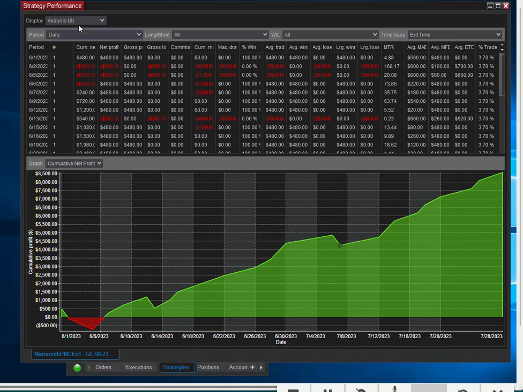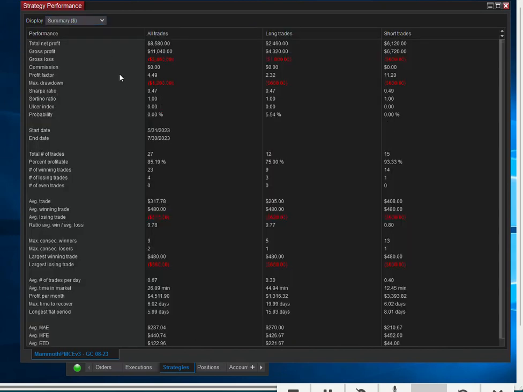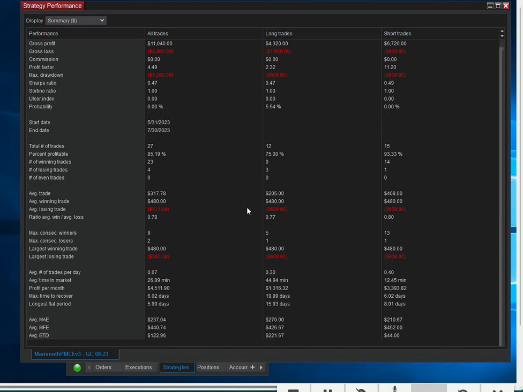You also can look at the summary right here. Let's see. Yeah, the largest losing trade is 660, which is the one loser that hits one stop loss, and that's it.